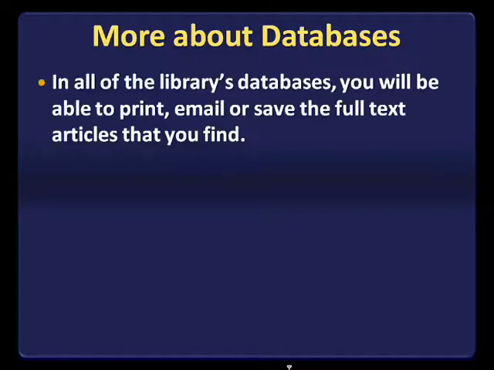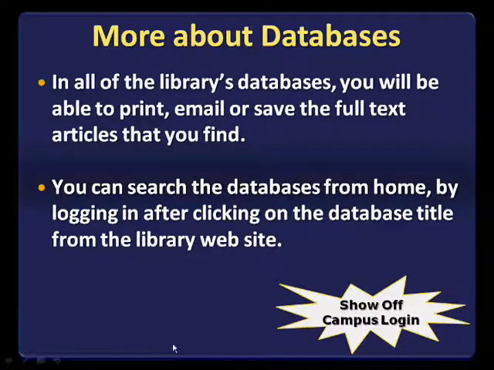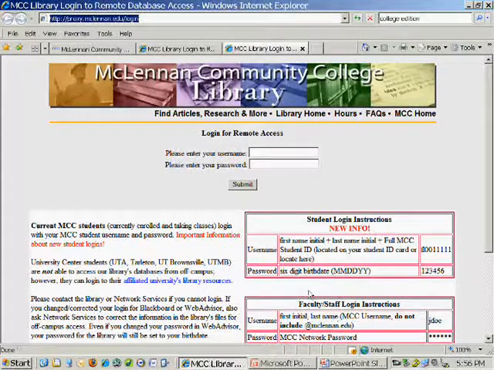These databases will allow you to print, email, or save the full text articles that you find in your searches, and you can use them from home anytime you click on a database title from the library website or from your library subject guide. You will be asked to log in with your student username and password. I will show you the off-campus login screen. You enter your username in the first field, and it's the same username that you use for Blackboard, and then your password is your 6-digit birth date. There's also information on this page for you to contact the library if you have trouble logging in.